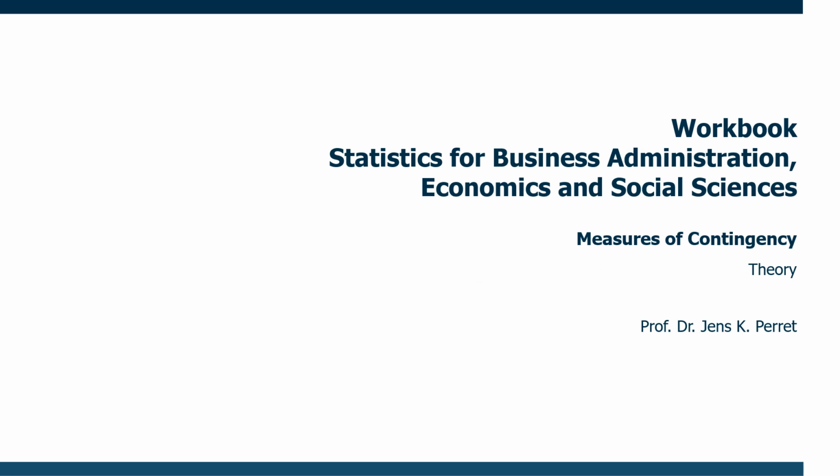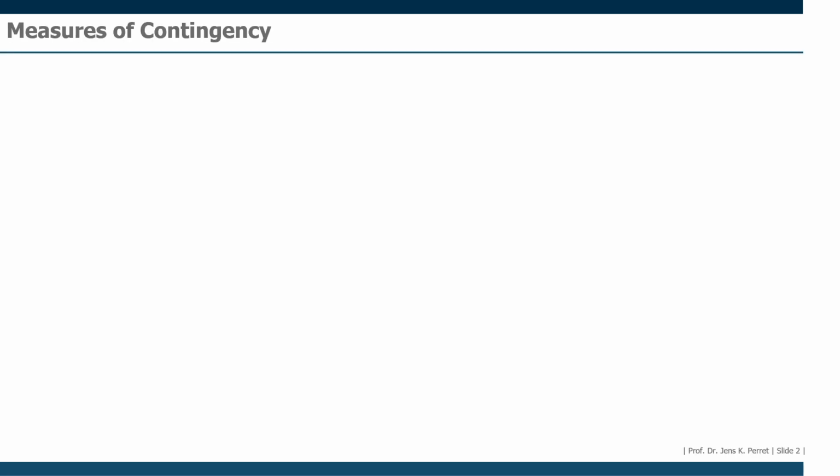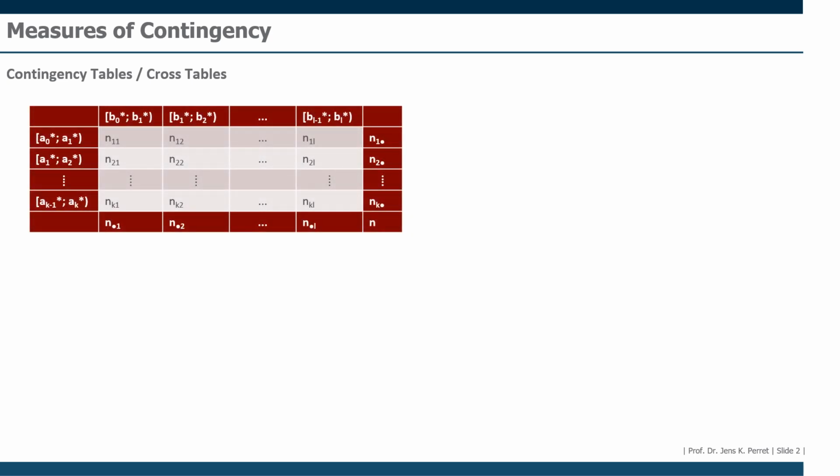This time I'm going to talk about measures of contingency. Measures of contingency are like the counterpart of the correlation coefficient and the rank correlation coefficient, but in this case for nominally scaled variables. So the starting point for the calculation of these measures of contingency is the contingency table, or the cross table, which usually looks something like this.